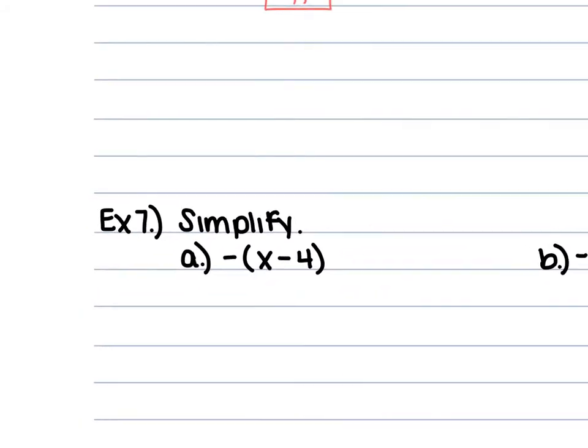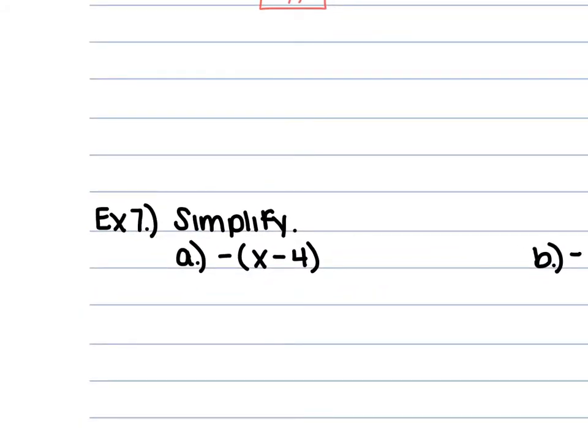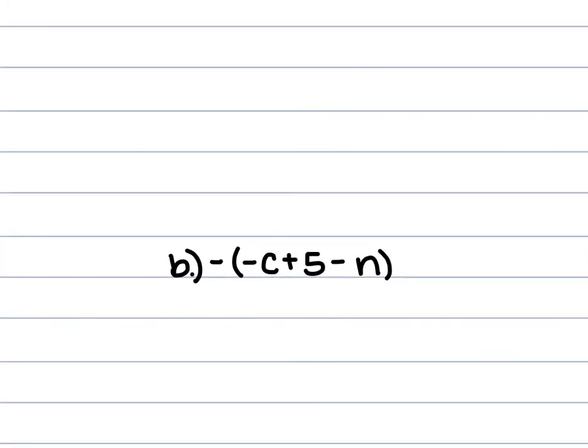If we look at example 7, we're simplifying 7a. We have negative times x minus 4. This is also the opposite of x minus 4, the opposite of the difference between x and 4. So you're going to distribute that negative in to give us negative x plus 4. For B, we have the opposite of negative c plus 5 minus n. So again, distribute that negative in. So it's going to be a positive c, a negative 5, and a positive n. So c minus 5 plus n.